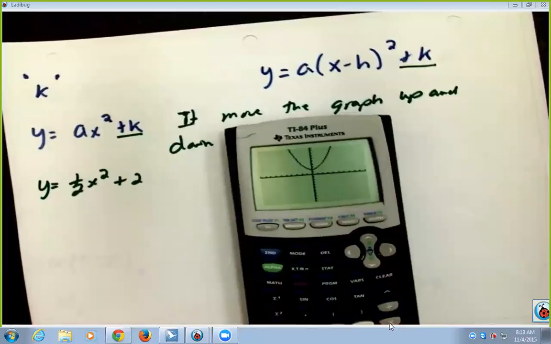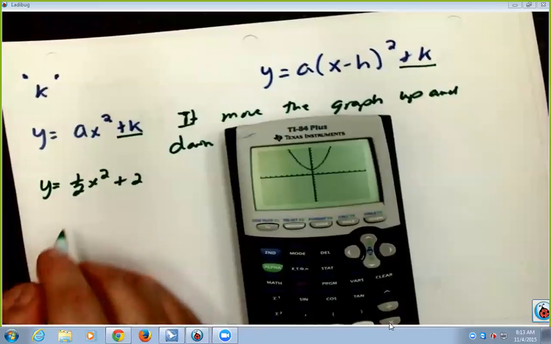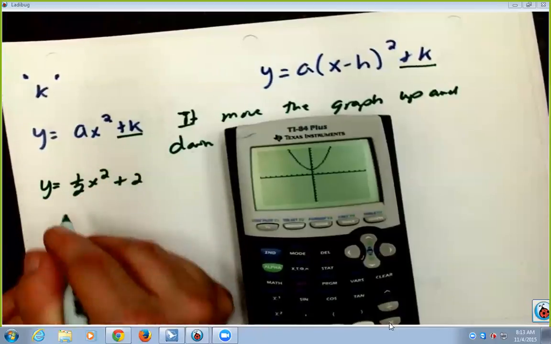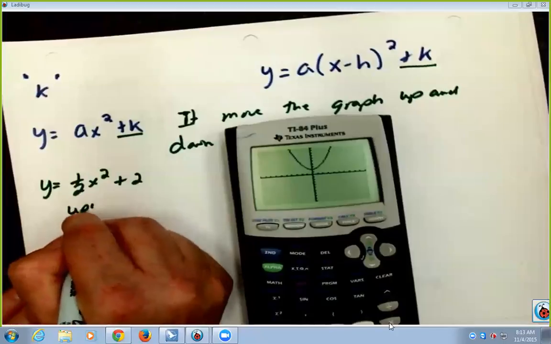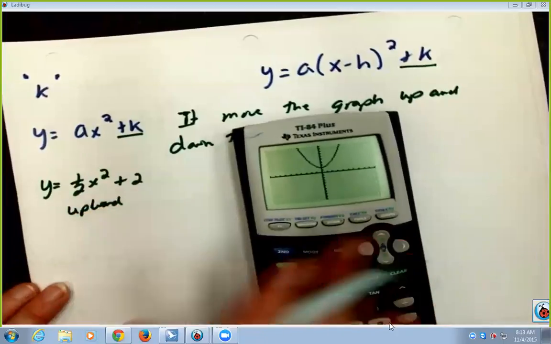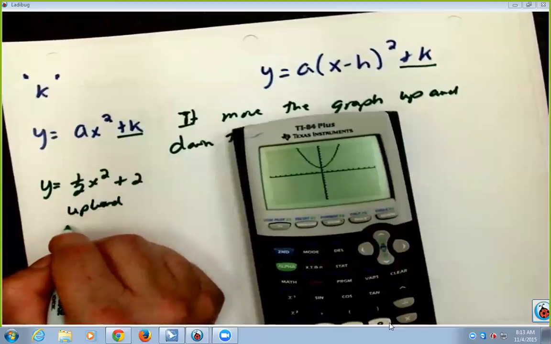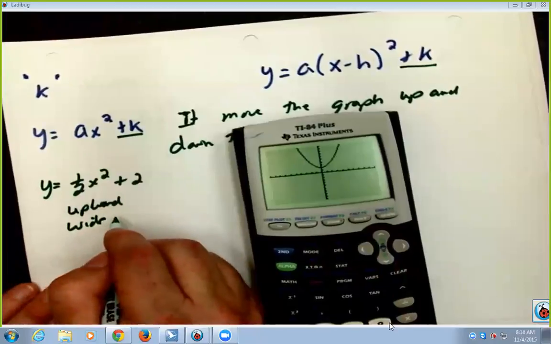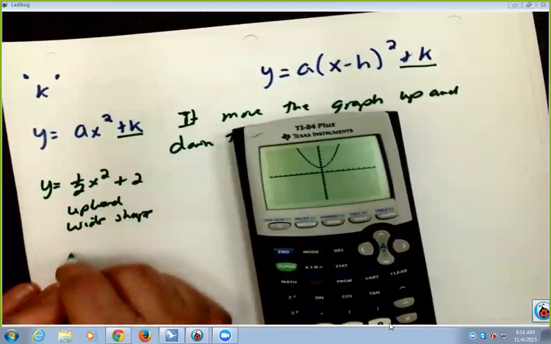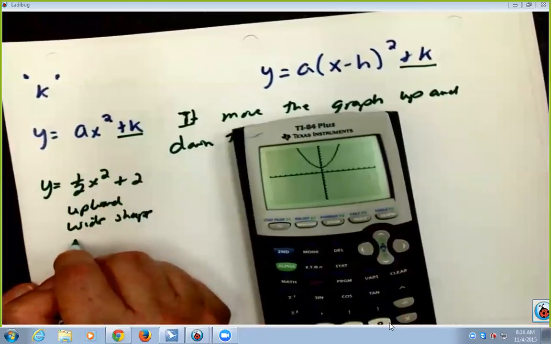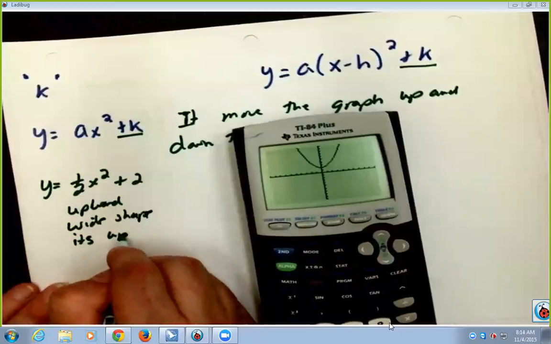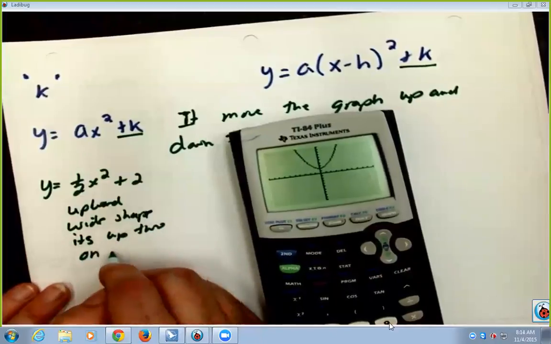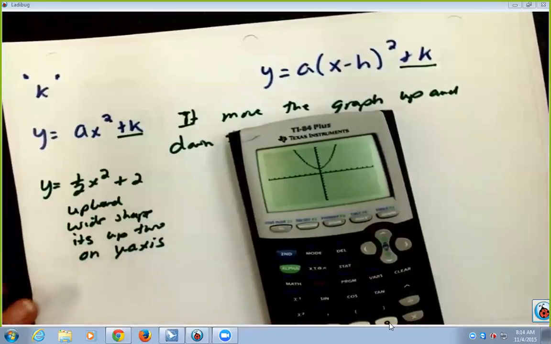And so we know a little bit more about my parabola. So now what I know about this so far is I know it's an upward graph. It has a wide shape, and it is up 2 on the y-axis. So I'm gaining some more information. So it's moved it, it's changed it, and it's gone from one spot to the next.